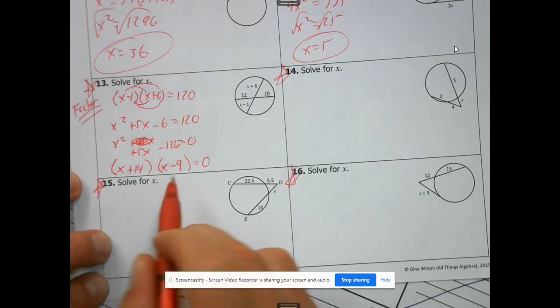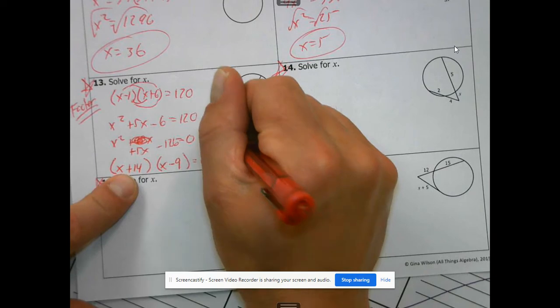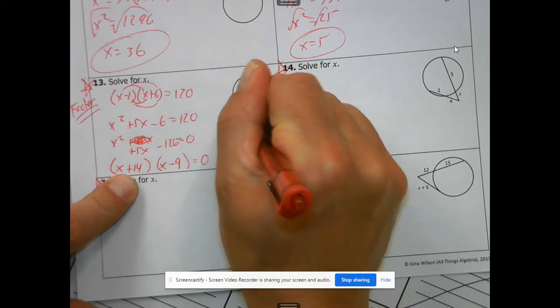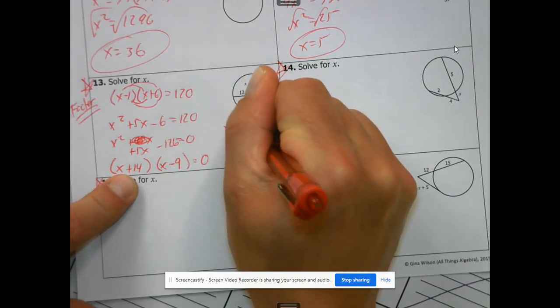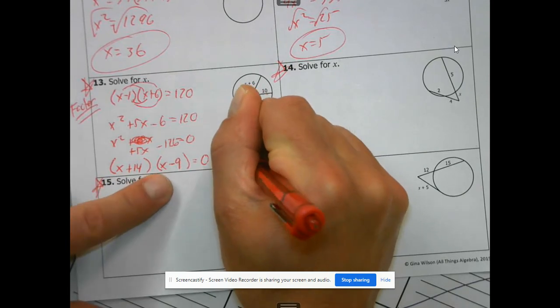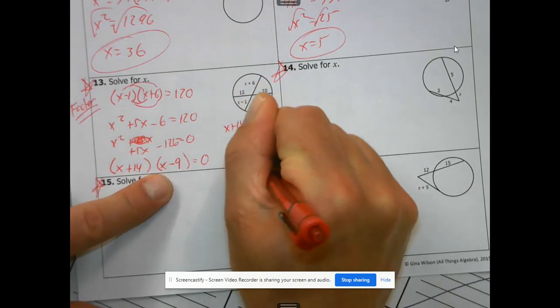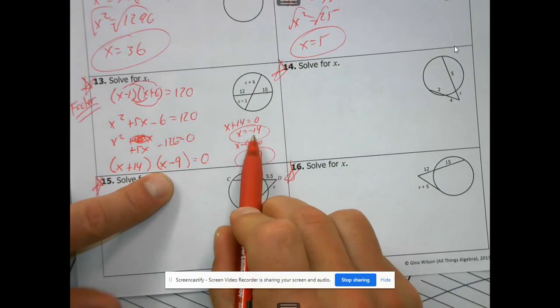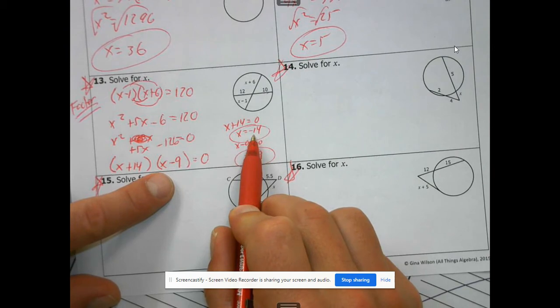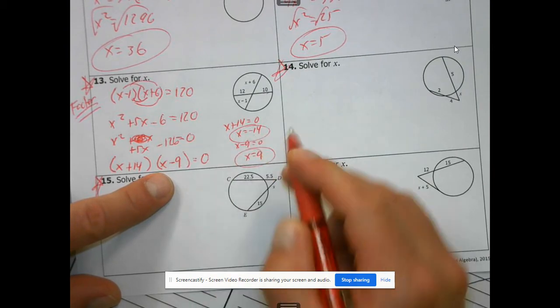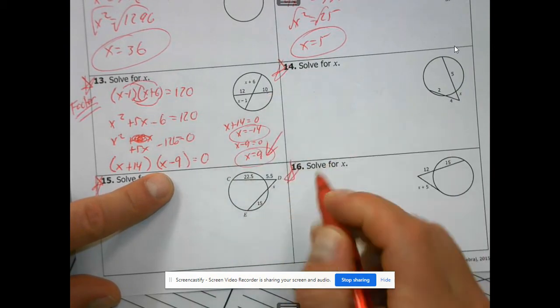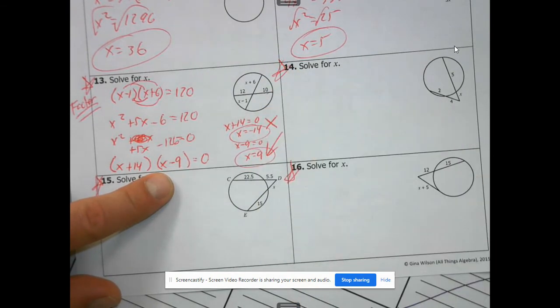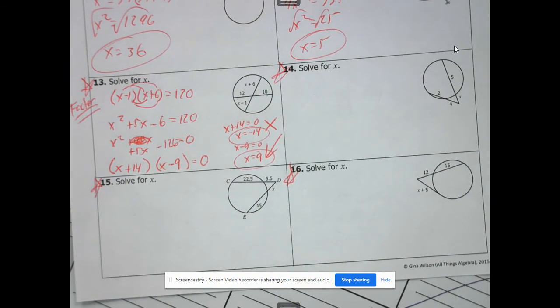Okay. Now, to solve this, I set each of these equal to 0. So in this case, x would be negative 14. Set this guy equal to 0. Comes out to be 9, right? Here are your two solutions. However, in math, distance can never be negative. So my negative answer makes no sense here. The only answer is this guy right here. That guy does not work because it's negative.